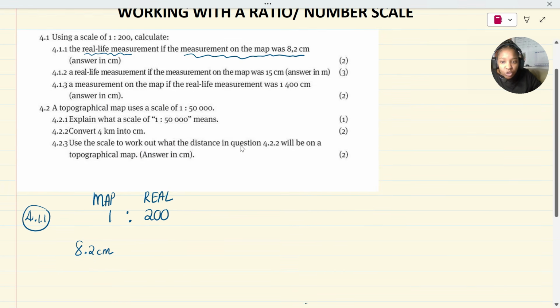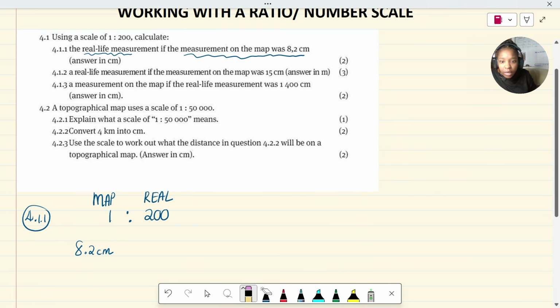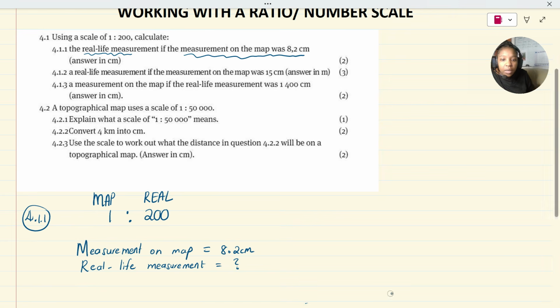What are we trying to determine? We are trying to determine the real life measurement. So we can also just write it like this, I think maybe this will help. We've got the measured distance on the map, or the measurement on the map, and they want the real life measurement. That is what we want, hence the question mark.